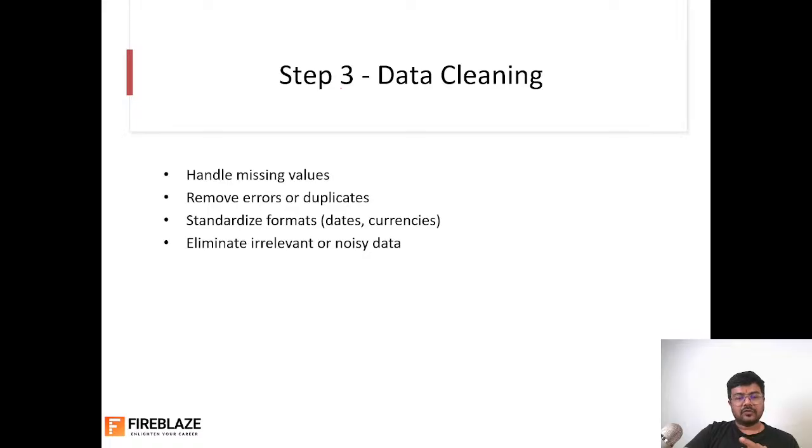Right? And we should also eliminate the irrelevant or noisy data. One such type of noisy or irrelevant data is called outliers. So if there are outliers in our data, we need to remove them, we need to eliminate them.